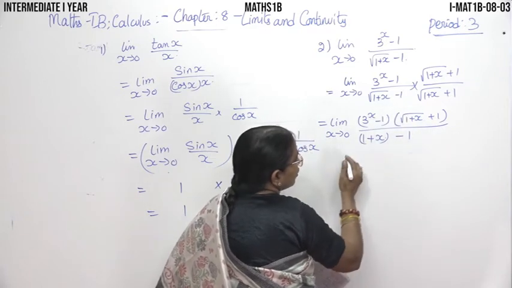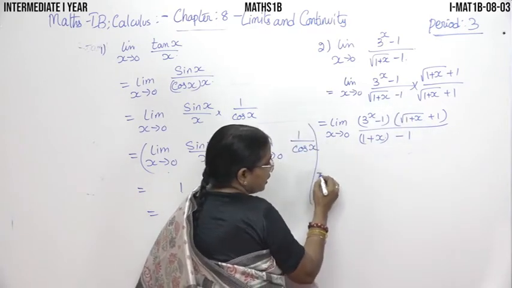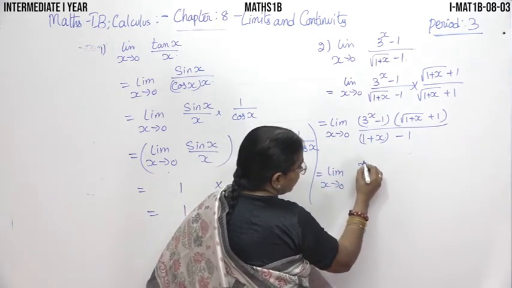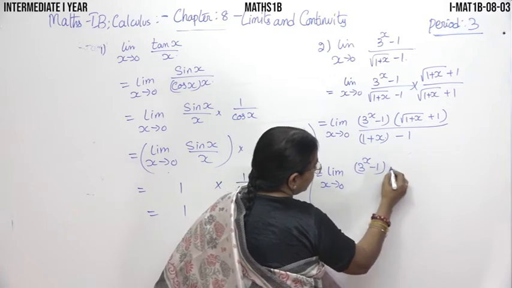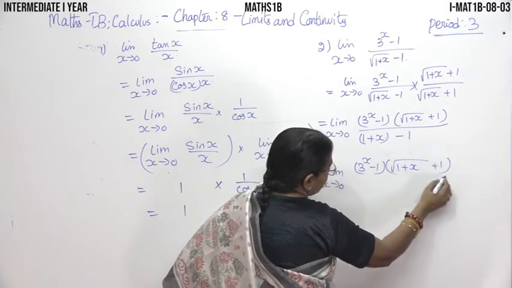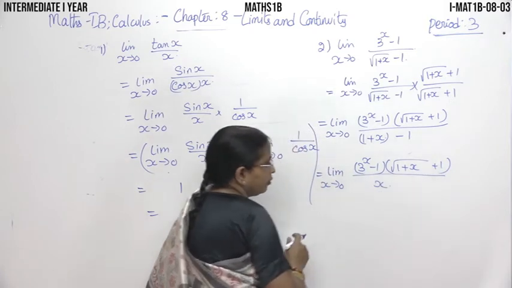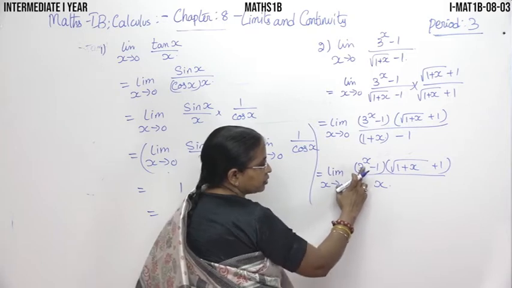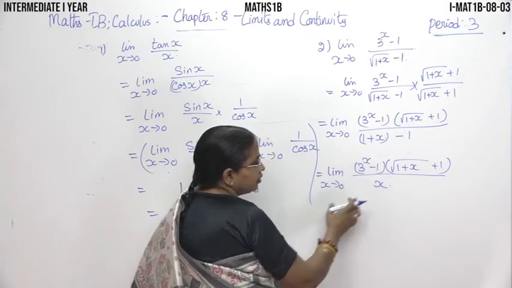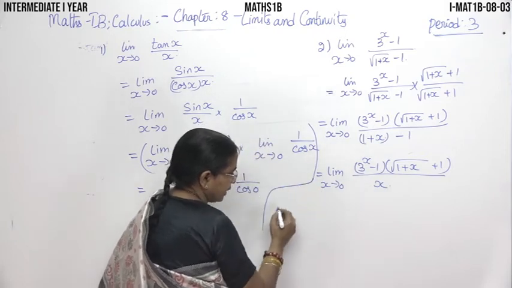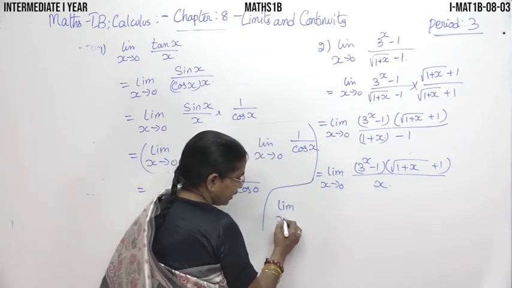Then 1 and 1 also will get cancelled and it is equal to limit x tending to 0 of (3 power x minus 1) into (root of 1 plus x plus 1) by x. Now you cannot directly substitute 0 here because again when you substitute 0, this becomes 0 by 0 form. So only this part is in the standard form. So you have to split the limit and then find the limit.